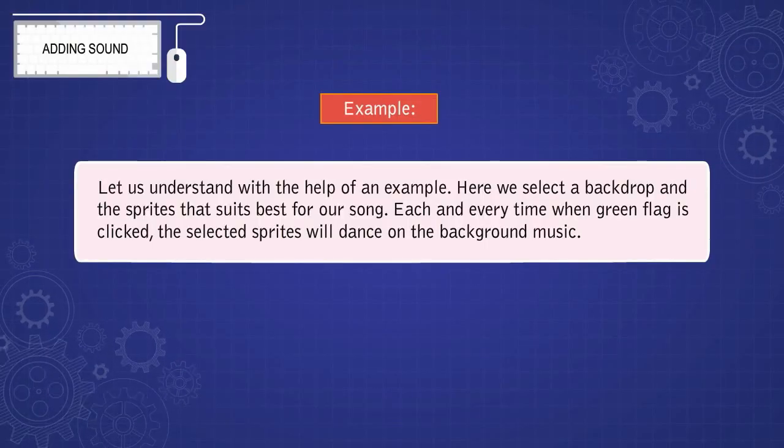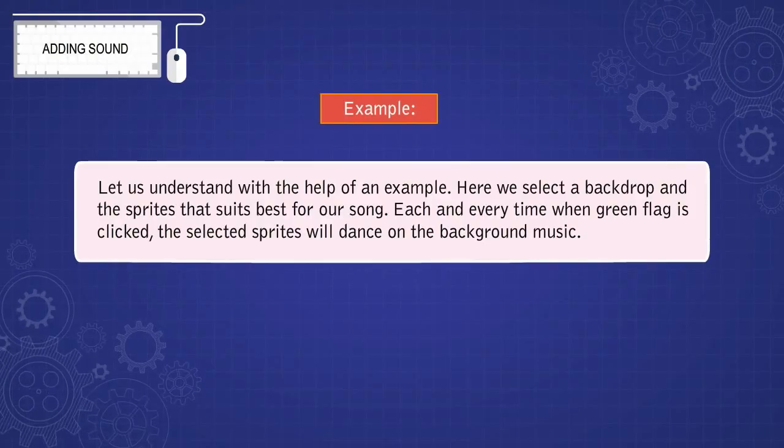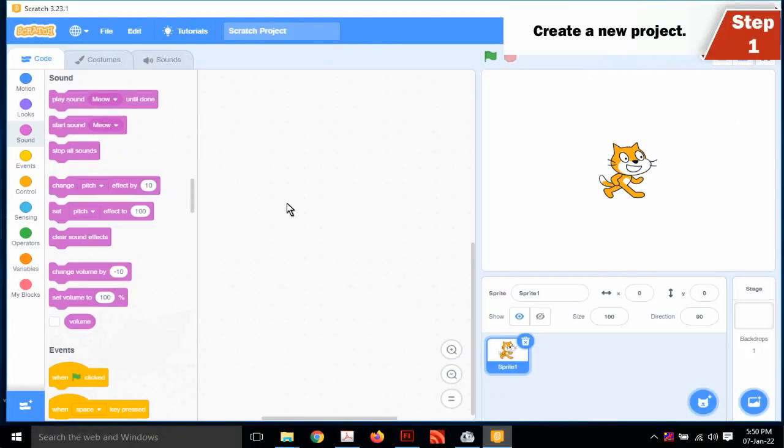Example. Let us understand with the help of an example. Here we select a backdrop and the sprites that suits best for our song. Each and every time when green flag is clicked, the selected sprites will dance on the background music. Step 1. Create a new project.